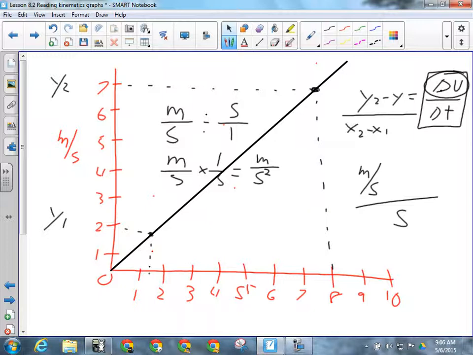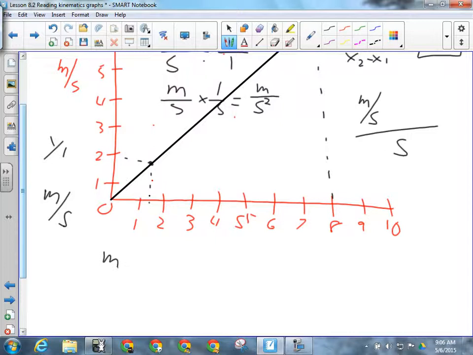Okay, let me try it this way. Yesterday when we found the slope of the position versus time graph, we said that that told us how many meters I went every second, right? Because I divided meters by seconds. On this graph, I'm dividing meters per second by seconds. So it's telling me how many meters per second I went faster than I did the second before.